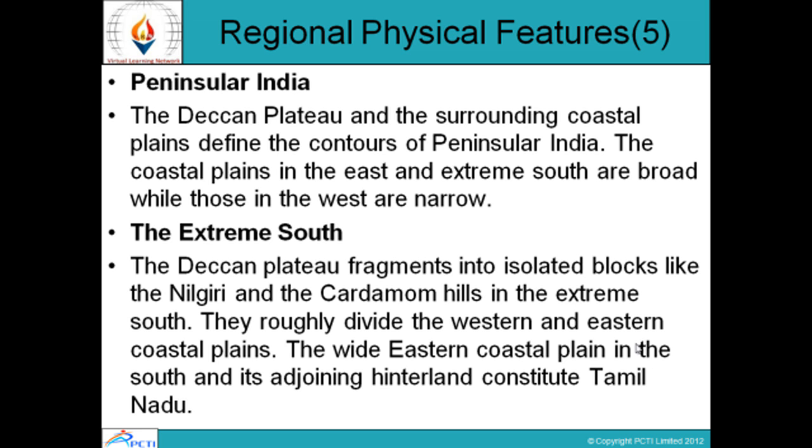The wide eastern coastal plain in the south and its adjoining hinterland constitute Tamil Nadu.